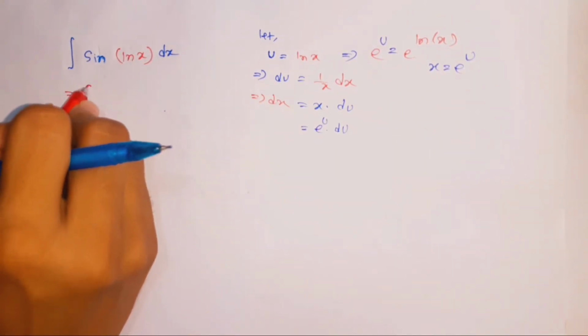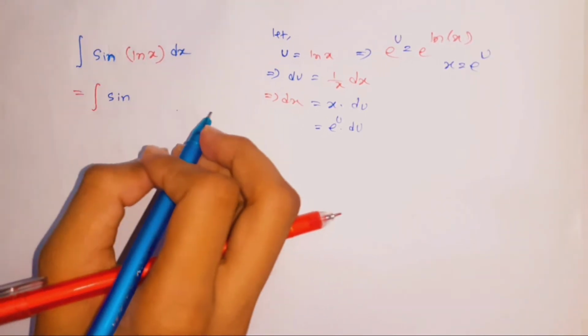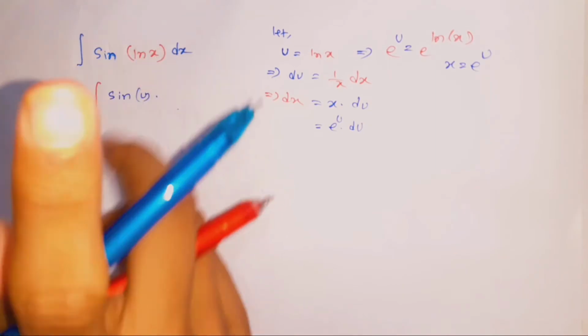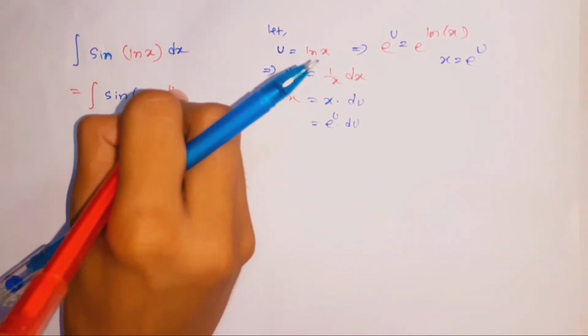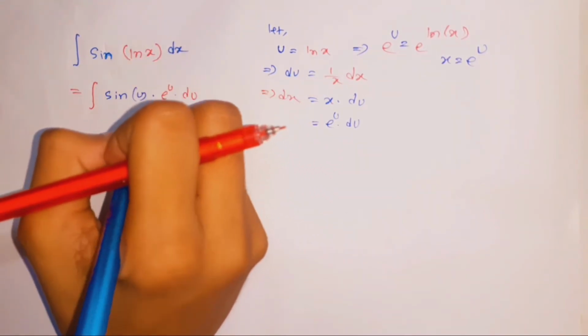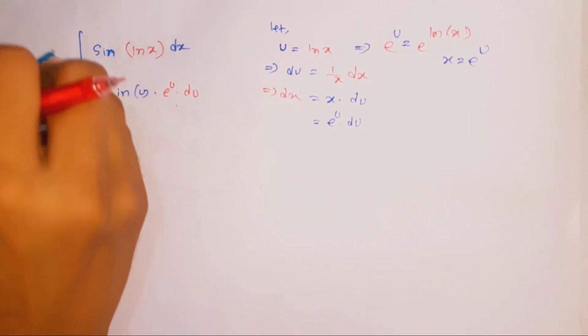So this is equal to the integral of sin of, now ln of x is u, so sin of u times, and dx is e to the u du. So this is e to the u du. Now we will do it with integration by parts. So suppose this is equal to I.